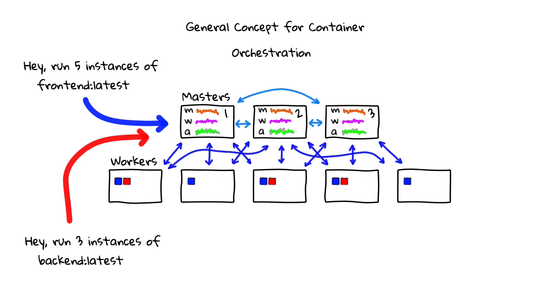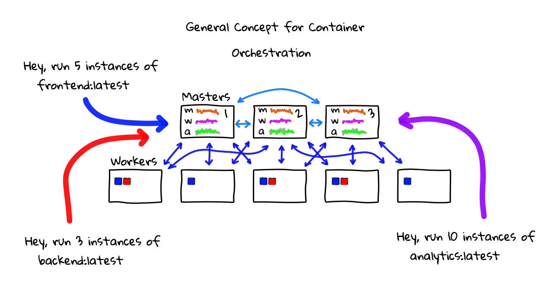Let's deploy another application. So you have an analytics group at work who are tracking application usage, and they're collecting tons of metrics. So they want 10 instances of their analytics web app deployed. Again, Kubernetes will schedule and deploy their containers just like before. Let's stop here for a minute.